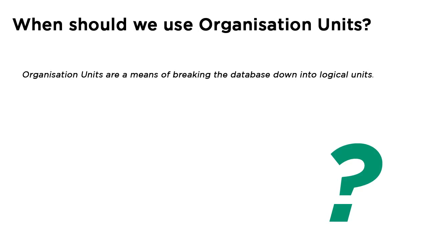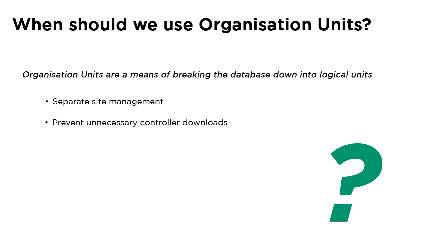Organisation units, or org units, are a means of breaking the database down into logical units. This enables sites to be managed separately, prevents unnecessary controller downloads, and prevents operators from editing sites over which they should not have any control.